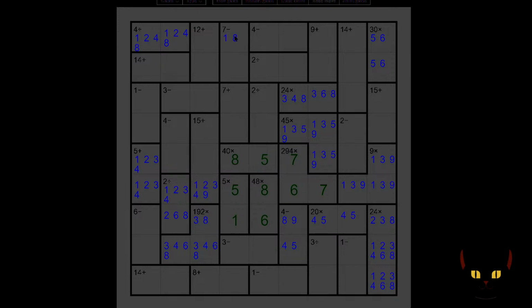Difference of 7, huh? 1 pairs with 8 and 2 pairs with 9. The 3 would pair with 10. Right. 7 would pair with 0. Let's see. Already eliminated 1. Can't be 8. So it's 1, 2, and 9. So let's see what we have left in this row. Used the 2 and the 9, 8, 5. So this row has 3, 4, 6, and 7 left.